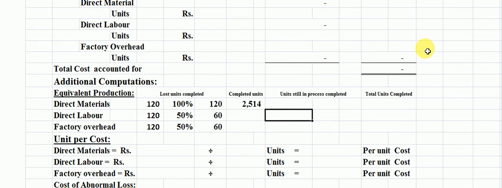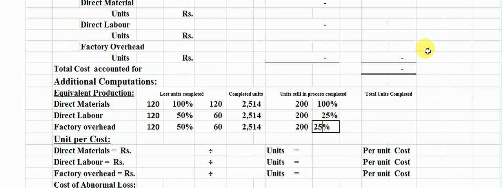2,514 here. Now we move to the units which are still in process here, which are 200 units, 200 units and 200 units here. The degree of completion is 100% as a material, 25% as a direct labor and 25% as a factory overhead.